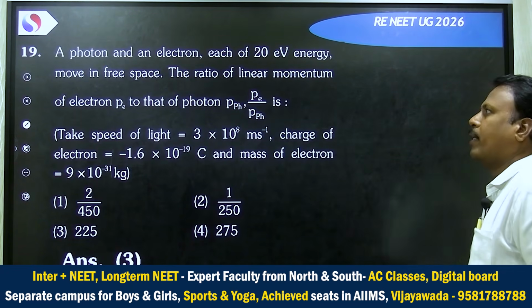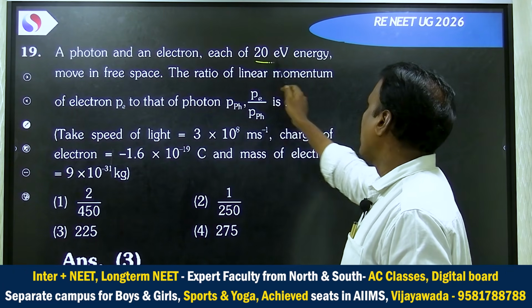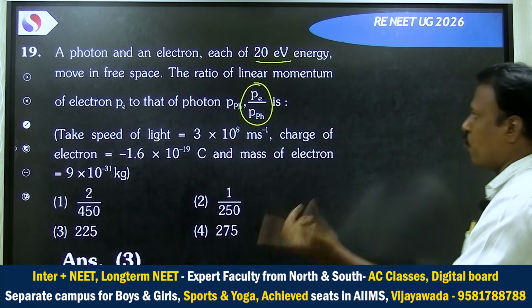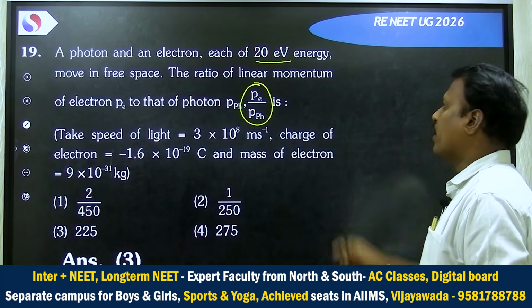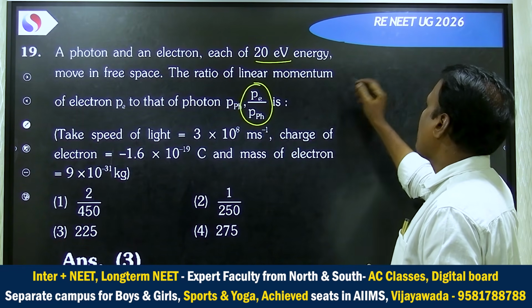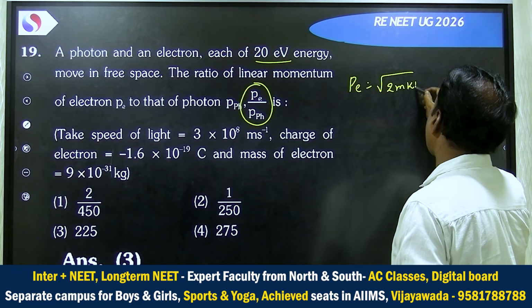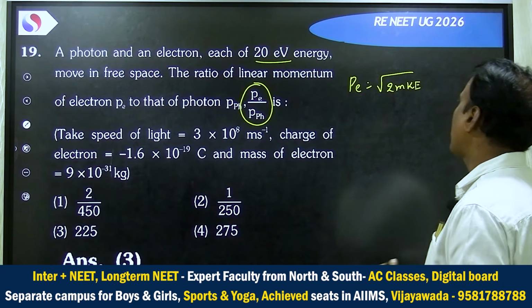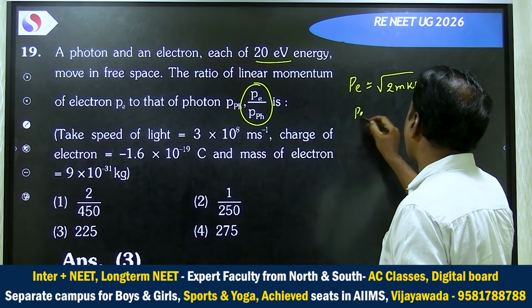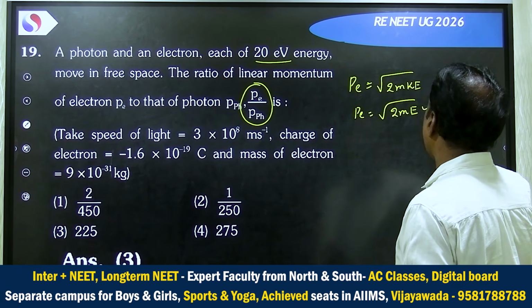Now look at sum number 19. It is also from dual nature. There it is given like 20 electron volt energy for a photon and for an electron. Then find the ratio of their momentums. Yes, for a material particle like an electron, whenever you know kinetic energy, you should use this particular one, root 2m KE. This is from basic definition, or else, because we call it energy in general, we can go with this equation.